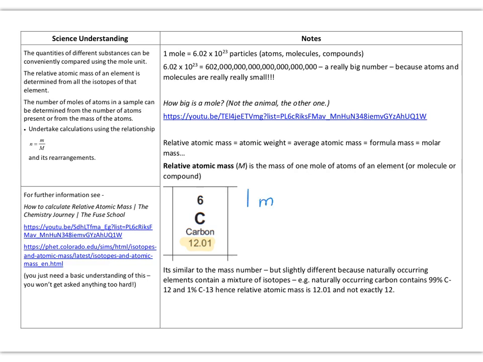What that number is telling us is that 1 mole of carbon atoms has a mass of 12.01 grams. So, whenever you see that number in the periodic table underneath an element, it is telling you the mass of 1 mole of that atom. So in this case, 1 mole of carbon atoms has a mass of 12.0 grams.